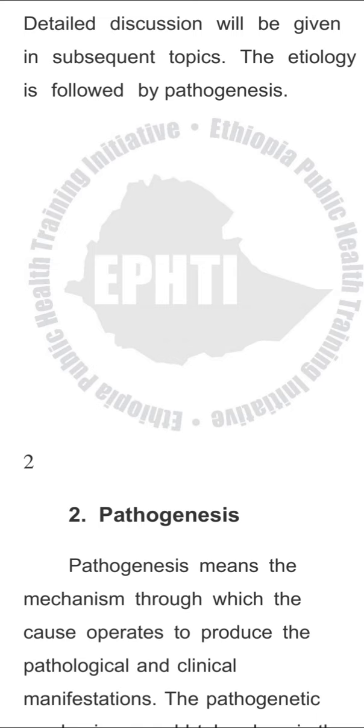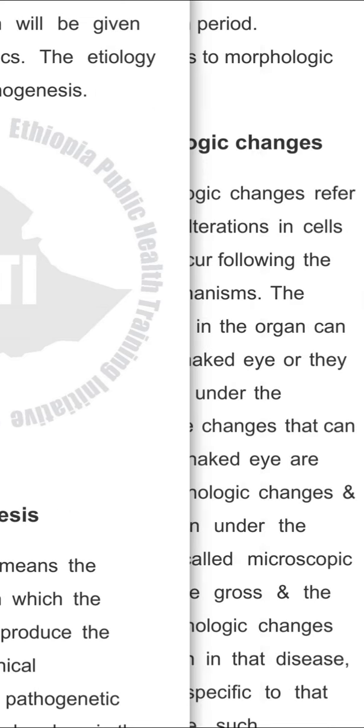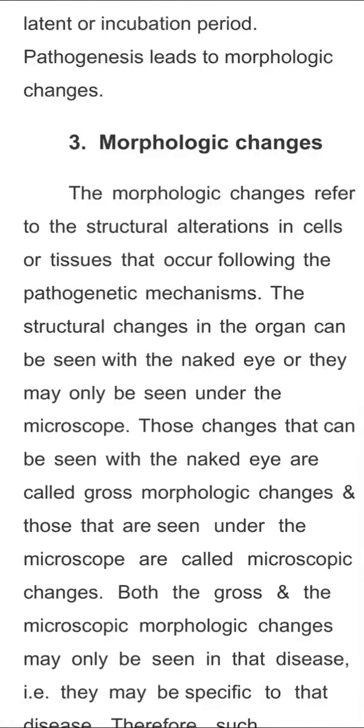The second one is pathogenesis. This means the mechanism through which the cause operates to produce the pathological and the clinical manifestation. The pathogenetic mechanism could take place in the latent or the incubation period. Pathogenesis leads to the morphologic changes. And the third one is morphologic changes.